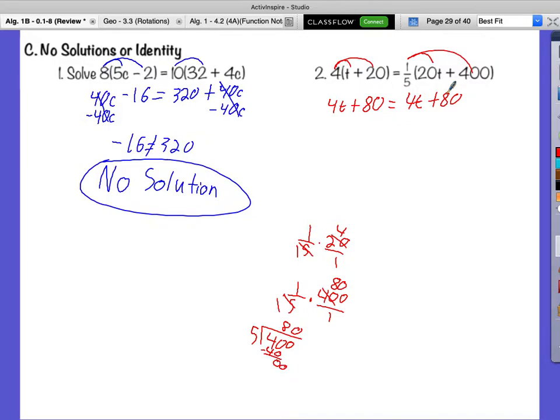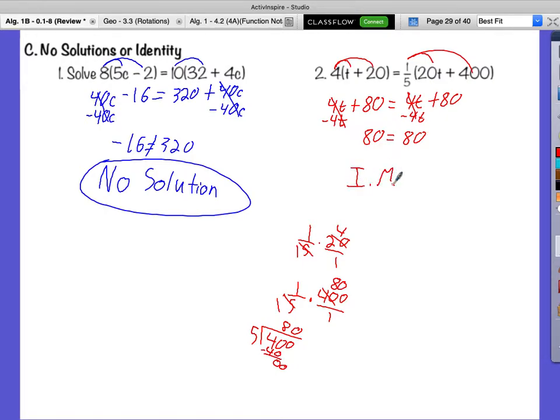So we have 4t plus 80 equals 4t plus 80. What would we do with our variables now? You would have to subtract 4t from both sides, and because we subtracted, we can zero it out. Both sides become 0t, and we get 80 equals 80. Is that true? Does 80 equal itself? Yes.